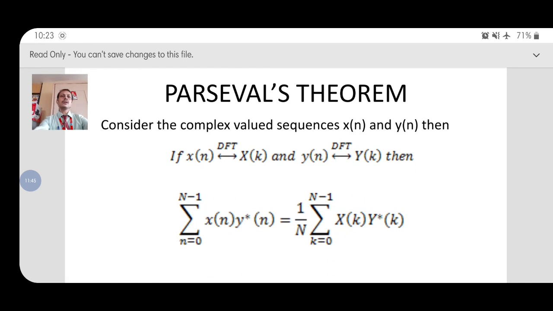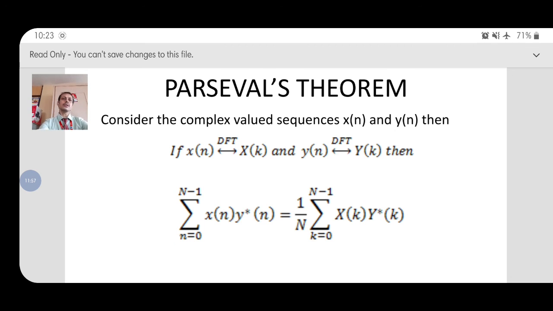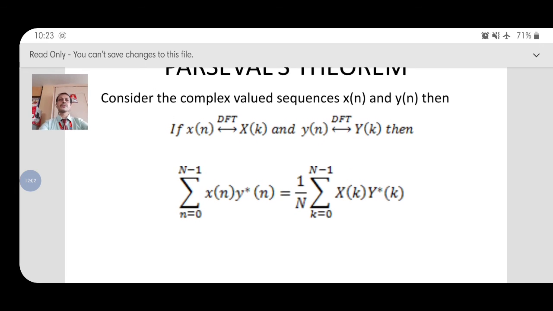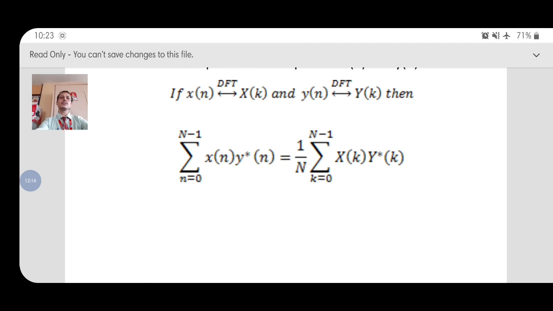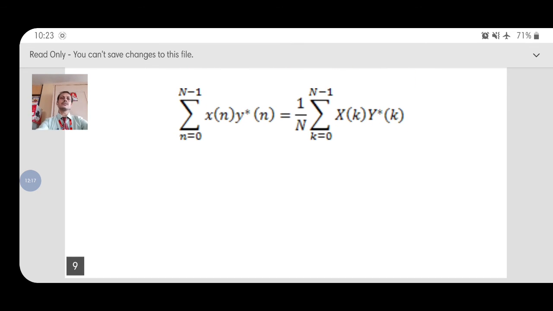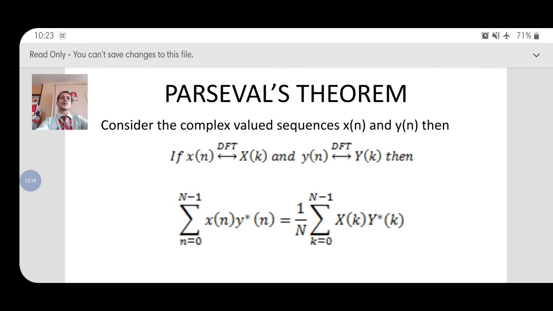And then we are going to discuss Parseval's theorem. Here we are going to consider two signals, x of n and y of n. The DFT of x of n is x of k and the DFT of y of n is y of k. The statement is summation n is equal to 0 to N minus 1 x of n y star of n is equal to 1 by N summation k is equal to 0 to N minus 1 x of k y star of k. This is the statement for Parseval's theorem.